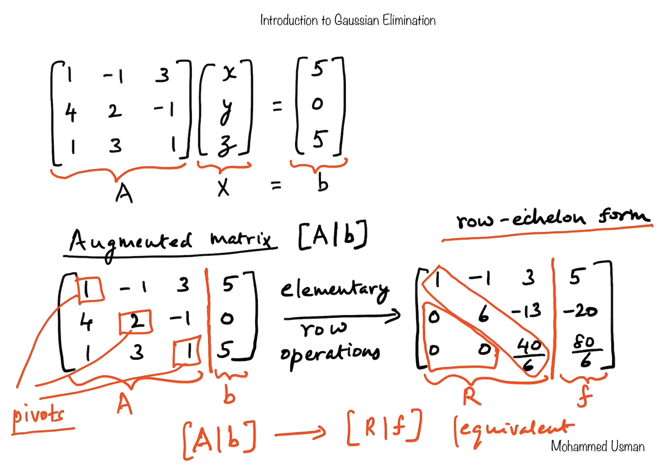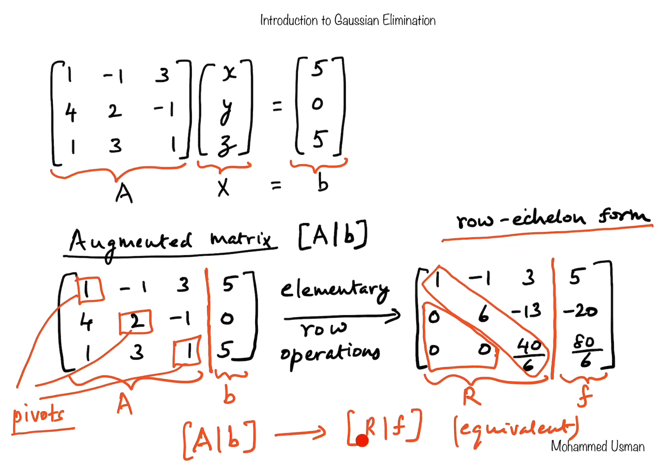So these are equivalent matrices. What do we mean by that? It means that if either of these have a solution, then the other also has a solution, and that solution will be identical. So if AB, the augmented matrix, has a solution, then RF, the row echelon form, also will have a solution, and those solutions will be identical.